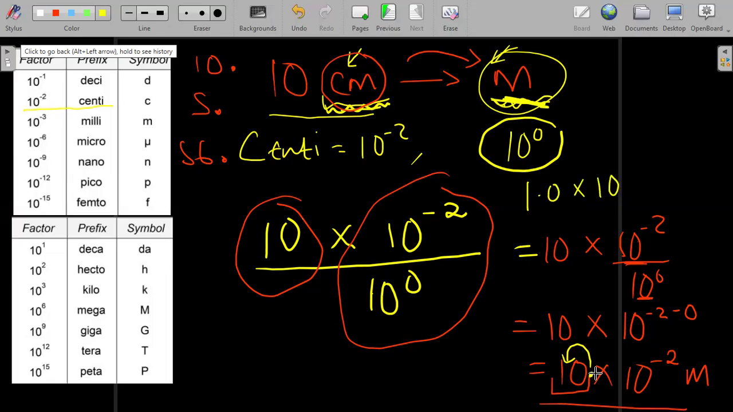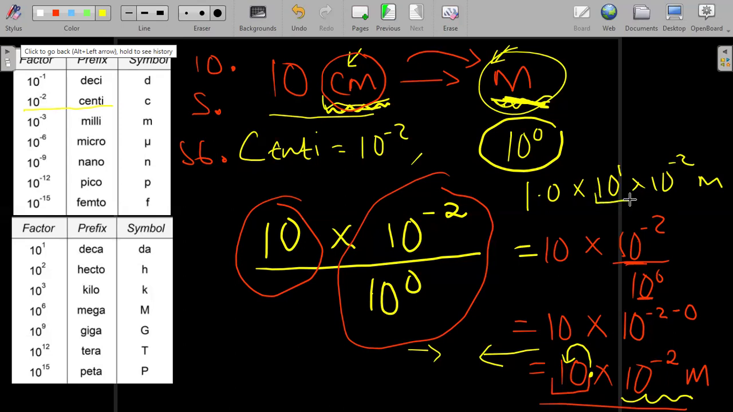How many times did I move this point to the left? I moved it 1 time. So if you move your decimal place to the left like that, you multiply by 10 to the power of the number of times you've moved. If you've moved to the left, your power is going to be a positive power. If you've moved to the right, your power should be a negative. So I've moved 1 time to the left, so this is power 1. And then I still have this 10 to the power minus 2, and then meters.